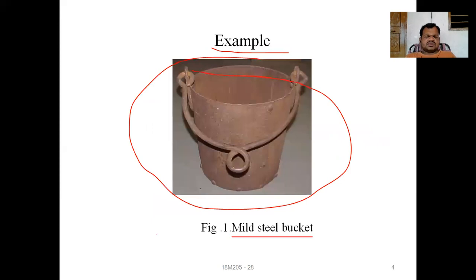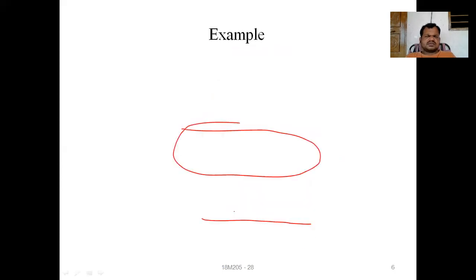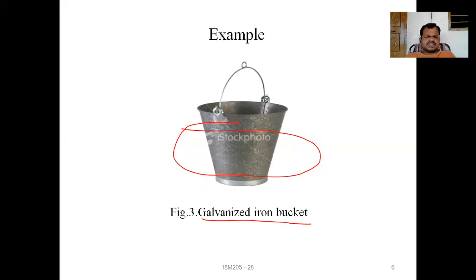Coming to examples of images, the example is a mild steel bucket. This is an example of a mild steel bucket. The next example is a copper bucket, and an example of a GI sheet bucket, which we call a galvanized iron bucket. We also call it a GI bucket, galvanized iron.